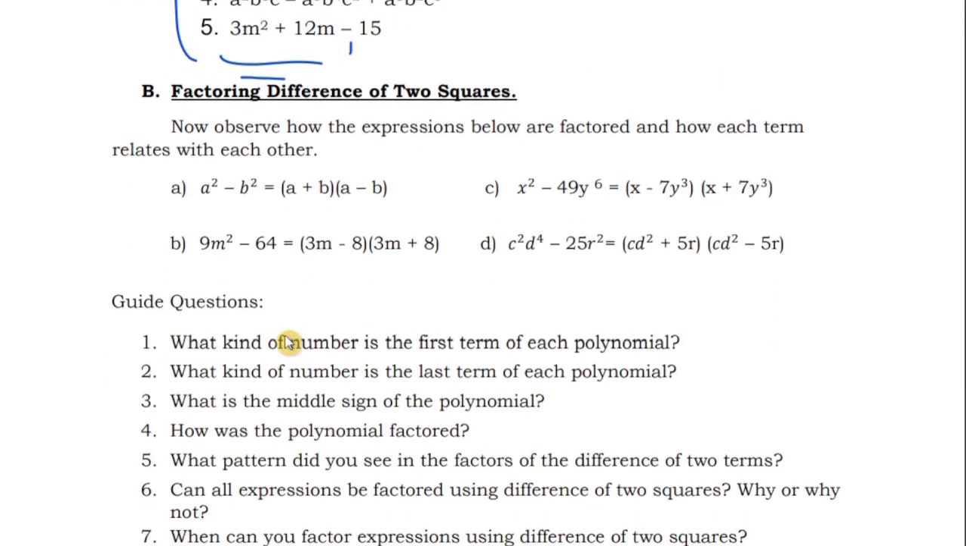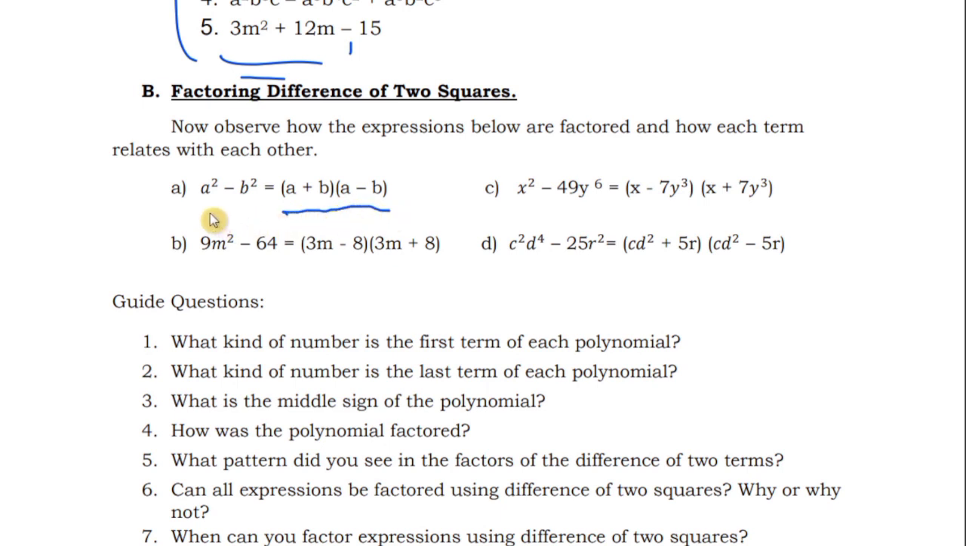So we have here another set, factoring difference of two squares. We know already that the factoring of difference of two squares is a squared minus b squared equals a plus b times a minus b. The better explanation for this is that a squared is a perfect square of a, then b squared is a perfect square of b. Therefore, we write a plus b here, since we have a difference of two squares. A plus b, the other one is a minus b.